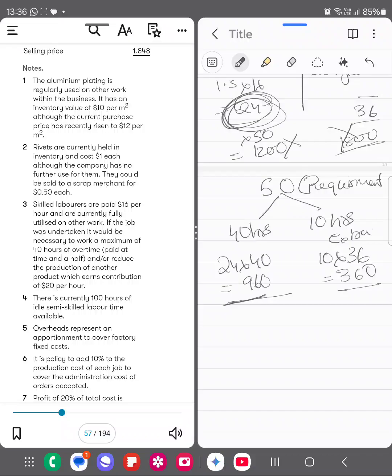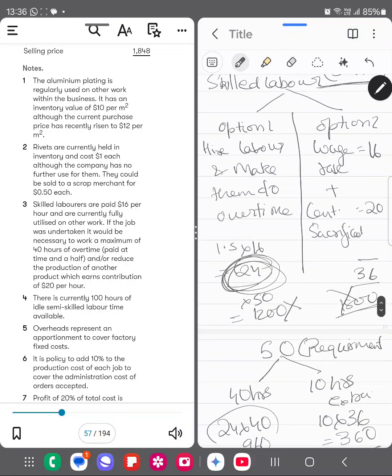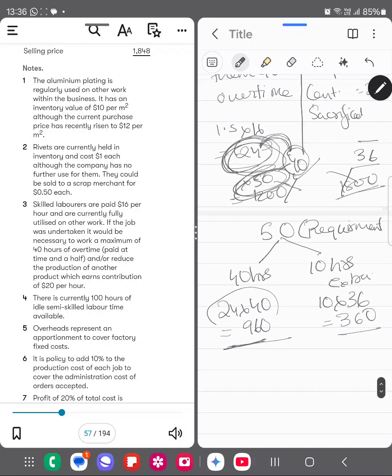This 40 hours already includes overtime, and we have calculated this cost. So there was option 1 where you can divert the whole labor from that current project and make them do overtime. But when you make them do overtime, the maximum limit is 40 hours. If you use option 1, they cannot work for 50, they can only work for 40. So you need to multiply 40 with 24, which we have done over here.